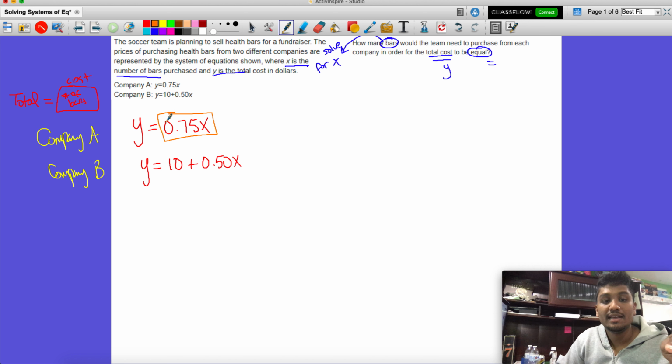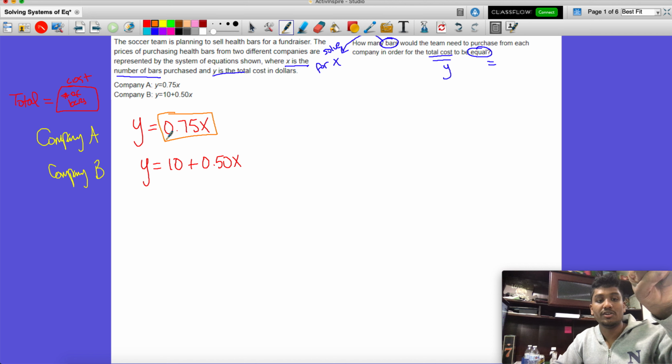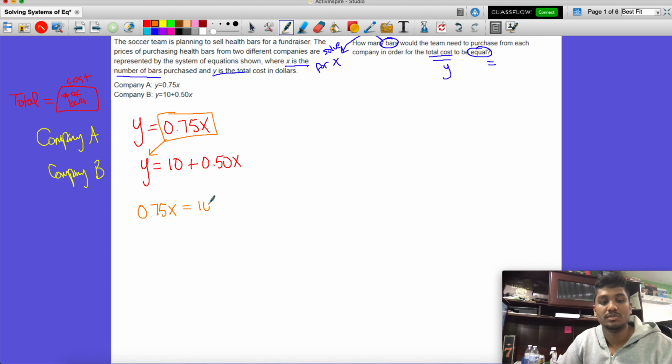Then you can take this and substitute it in the second equation. So you're going to take something from the first equation, in this case what y is equal to, and substitute it in the second equation. Because y is equal to this, I don't just put it anywhere, I put it where the y is. So this becomes 0.75x is equal to 10 plus 0.50x. And then from here you can solve this normally.